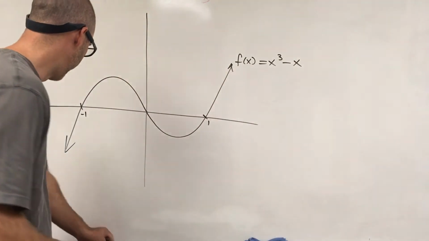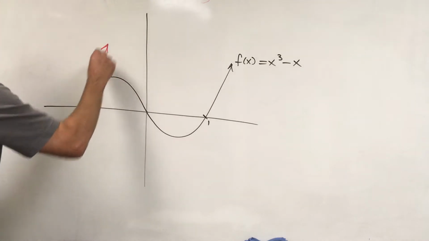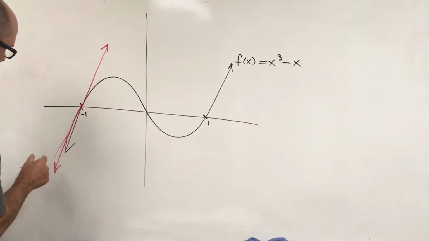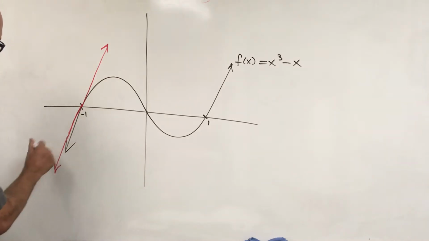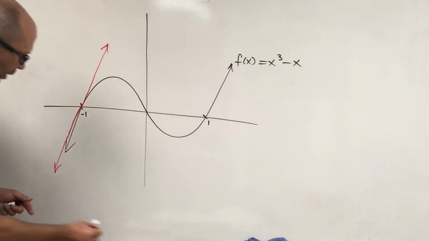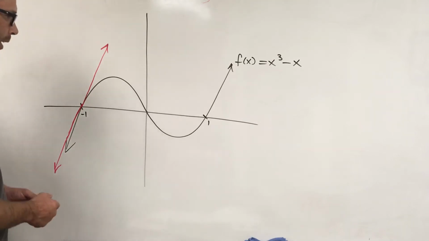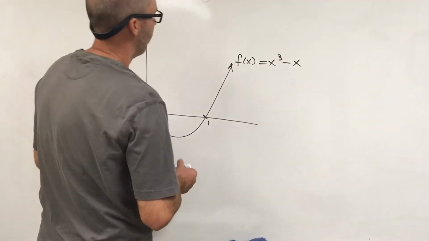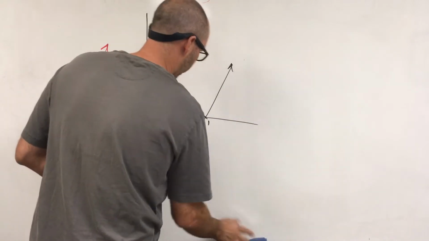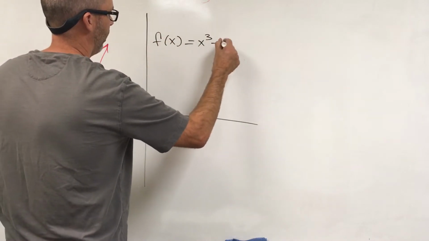So let's say that we want to find the equation of the tangent line at -1. So we're going to find the equation of this straight line here, although I didn't draw it very straight. But in any case, straight line there at -1. We're going to find the equation of that line. All right, so the thing to remember is point-slope form. Let's say f of x is x cubed minus x.